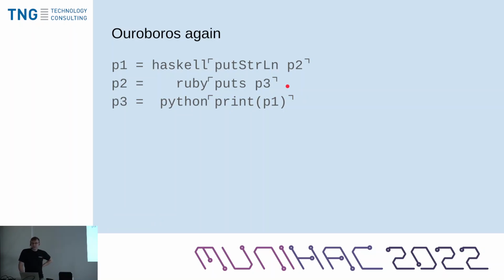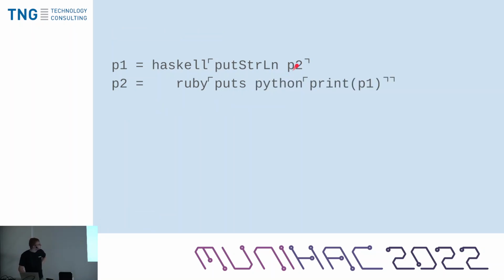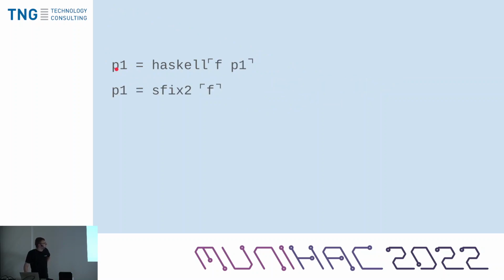Now, the way we solved that system of equations is via substitution. We took P3, and we said, since P3 occurs just once, let's substitute it here, and then P2, since it occurs only here, we will substitute it here. And now we have just a single equation. We have a program in Haskell that means a program in Ruby that means a program in Python that means P1, where P1 is the source code of the Haskell program. So we can use sfix2 to solve it.